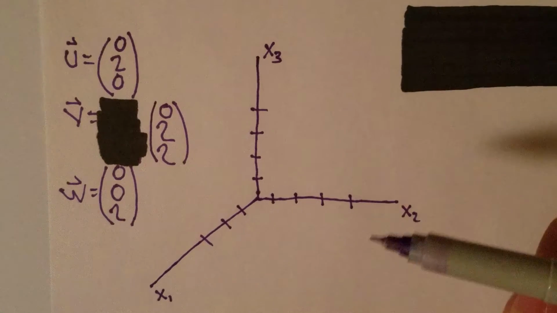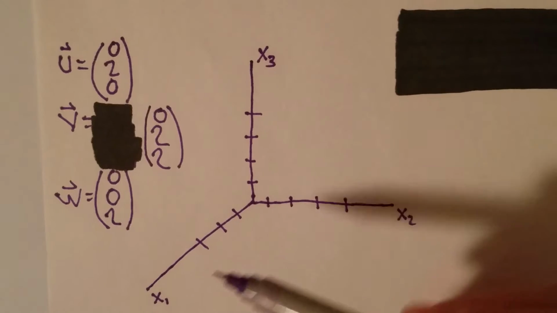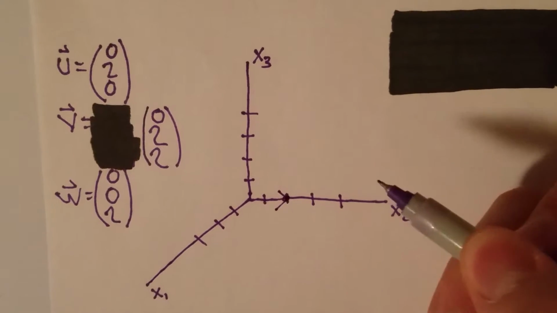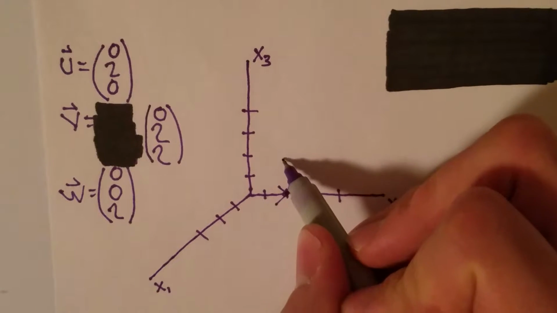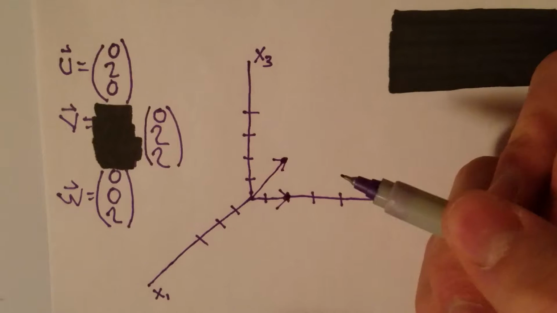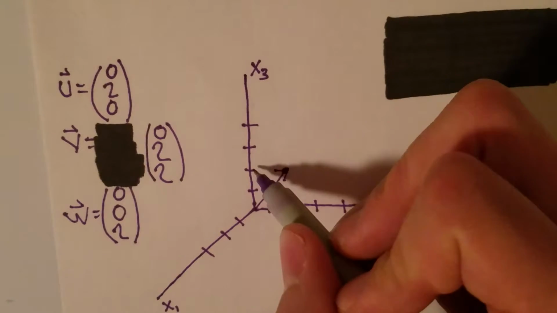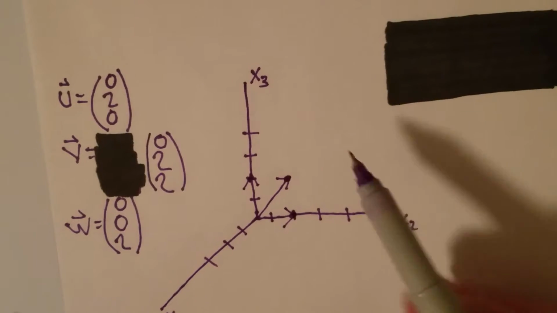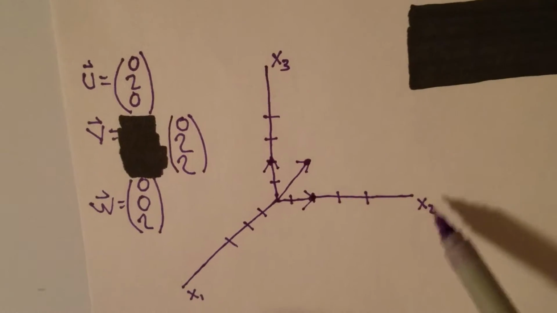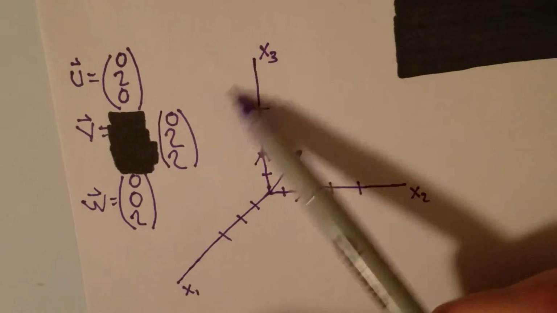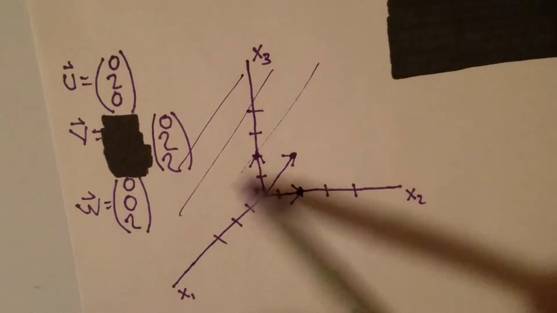So if you draw these, u is going to be 0, 0, it'll be right here. V will be 0, 2, so right there. And then w will be 0, 0, 2, so it'll be right here. And so all these vectors lie in the same plane. They lie in the x2, x3 plane. They're flat on that surface, so the span would be this entire x2, x3 plane.